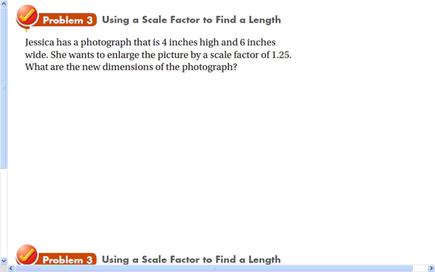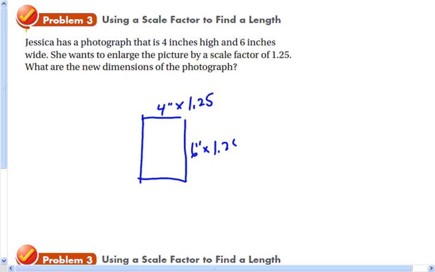All right, Jessica has a photograph that is 4 inches high and 6 inches wide. She wants to enlarge the picture by a scale factor of 1.25. What are the new dimensions of the photograph? Here's our original photograph, 4 inches this way, 6 inches this way. If the scale factor is 1.25, we can just use our rule. We multiply both the width and the length by 1.25. When we do that, we get 5 inches for the width, and the length is 7.5. So our new photograph is 5 inches by 7.5 inches.